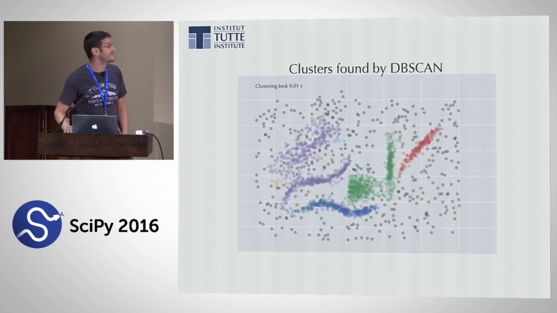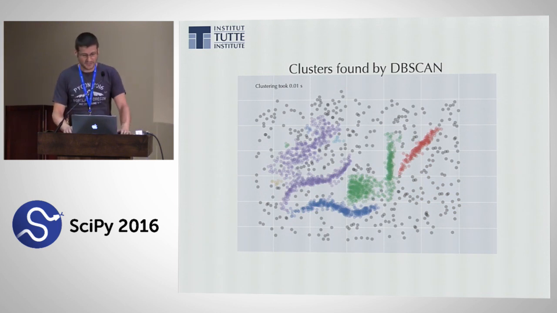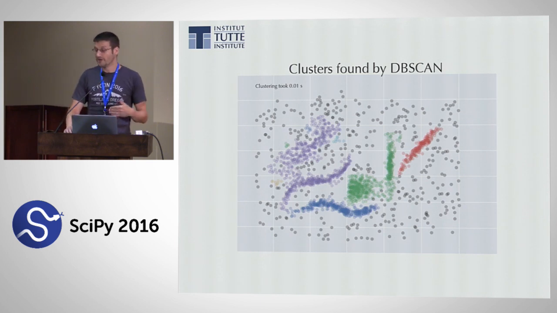HDBSCAN is a density-based clustering algorithm, and so it tries to find regions of the space that are dense, separated from the other regions of the space. Again, it supports the notion of noise, data that's not in any cluster. Again, it's colored black here. It's better, but it's not exactly there.